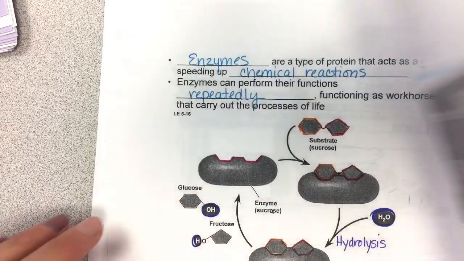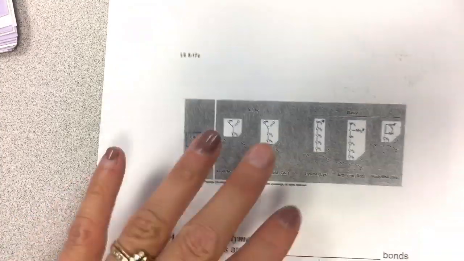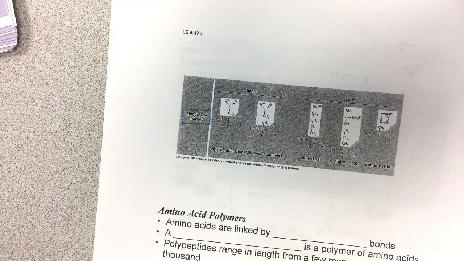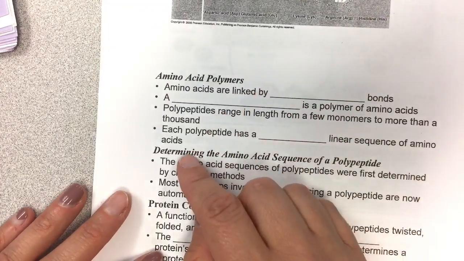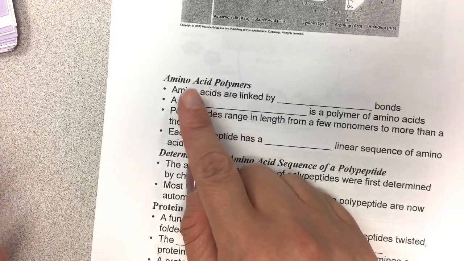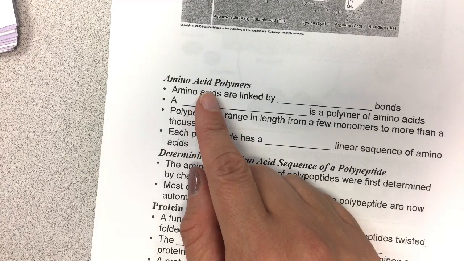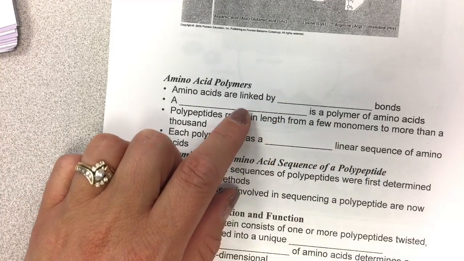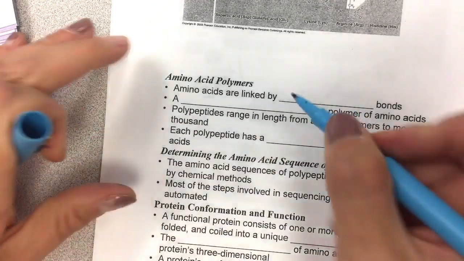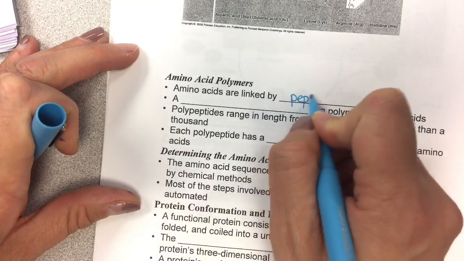Collectively we have 20 different amino acids, and they differ in the R group. Then we have to hook them together to make proteins, to make a polypeptide or many amino acid chain. Amino acids are linked by, and it says blank bonds, they have a special name for these bonds. They are called peptide bonds.